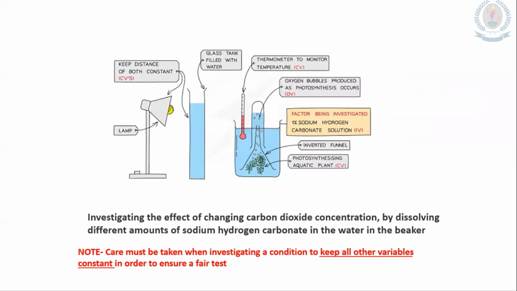Alright. At the same time, we can investigate the effect of changing carbon dioxide concentration. How? By dissolving different amounts, different concentrations, of sodium hydrogen carbonate or potassium hydroxide in the water.